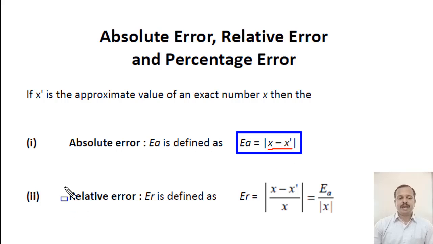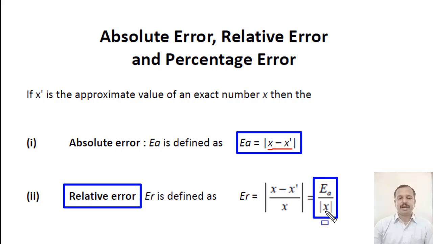Now what is meant by the relative error? Let us see. Relative error is absolute error divided by the absolute value of the given number x. We have seen that absolute error is absolute of x minus x dash. So absolute of the given number minus its approximate value, that we have seen as absolute error. If we take the ratio of absolute error and the absolute of the given number x, then that gives us the relative error. So this is how one can define the relative error.